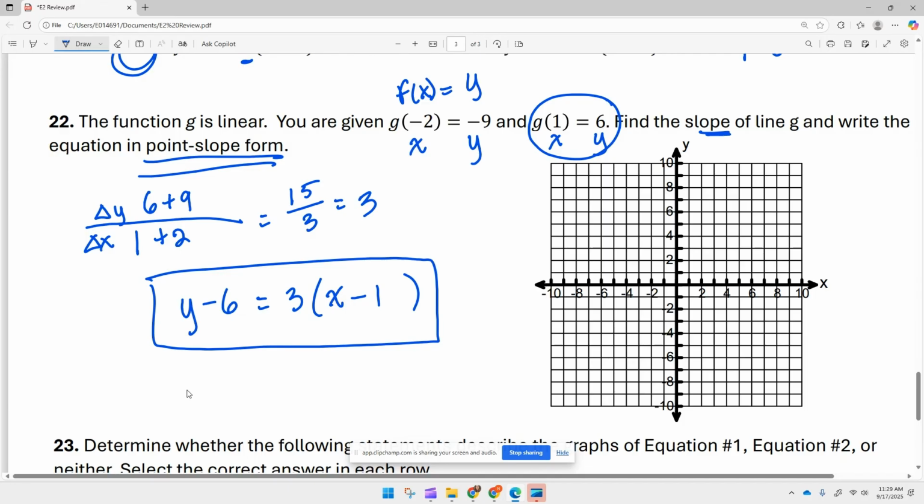Now, we're going to go ahead and graph. So I'm going to go ahead and pick these 2 points. So we're at the point -2, -9. I've got the point 1, 6. We know that our slope is 3. Oh, I made that wrong. The slope is 5. 15 divided by 3 is 5. My bad.